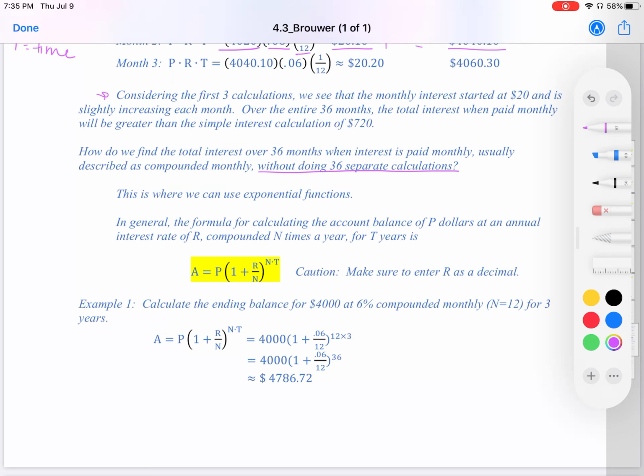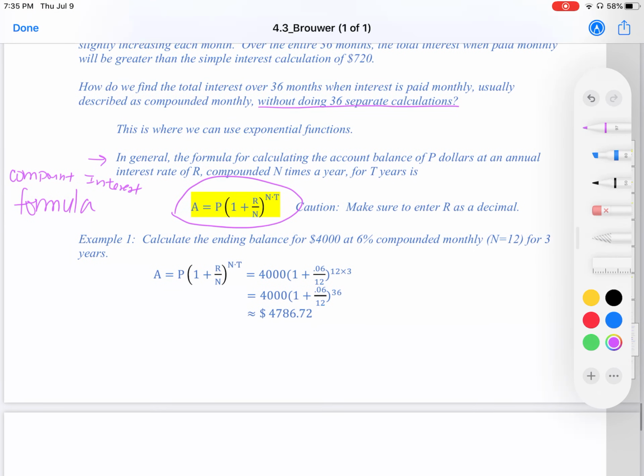Well, there's a formula. In general, the formula for calculating the account balance of P dollars at an annual interest rate R, compounded N times a year for T years, is this. That's your formula. It's usually called your compound interest formula.